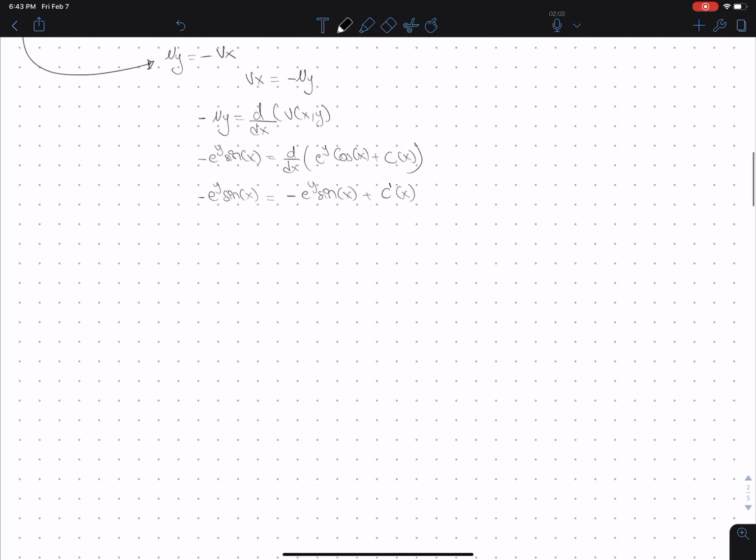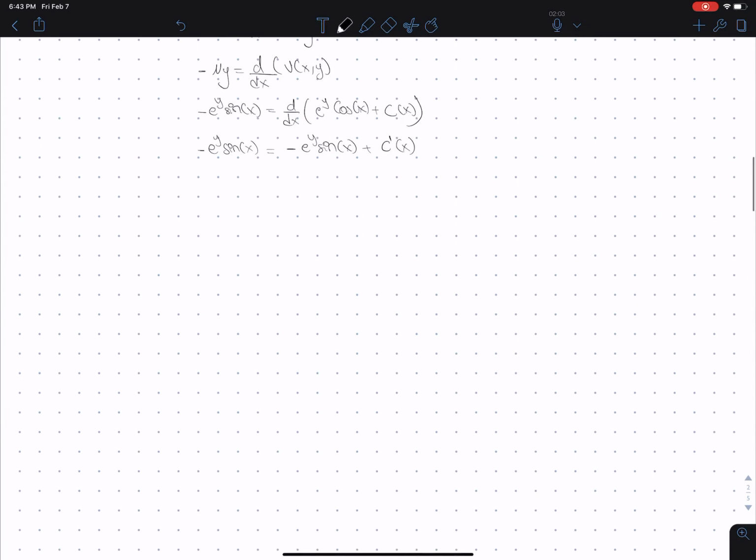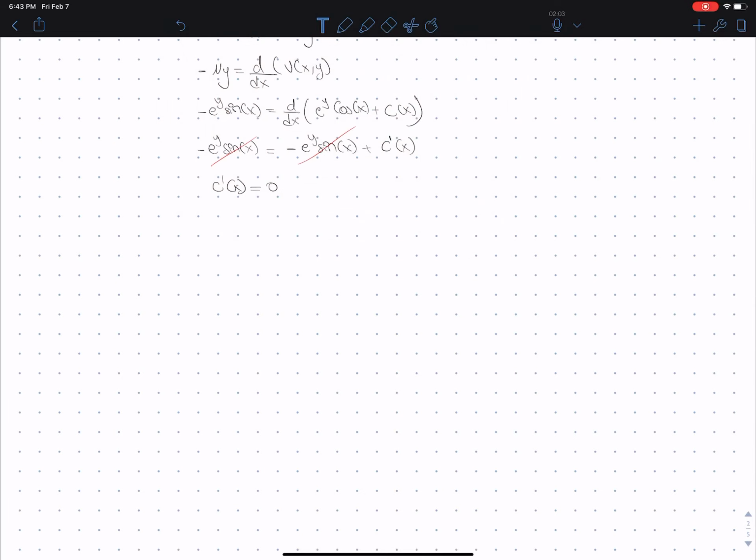Now, if we realize here, c prime of x is going to be equal to 0, because those terms are going to cancel out, and when we add those, it's equal to 0. Now we need to integrate.